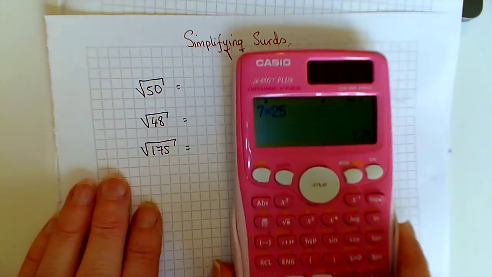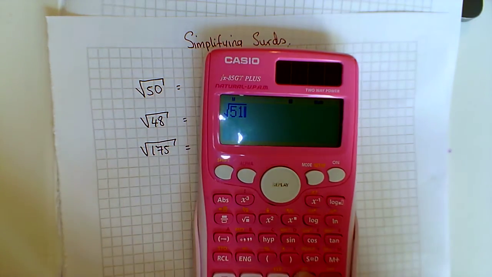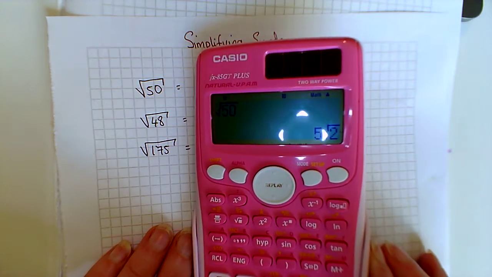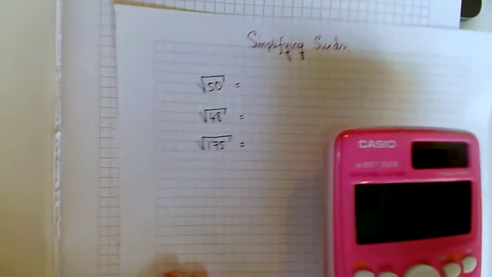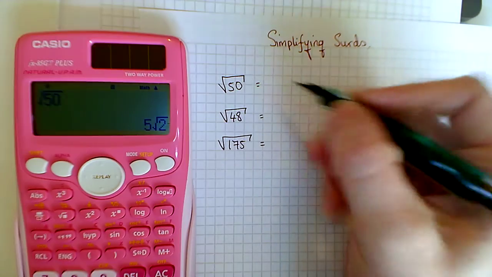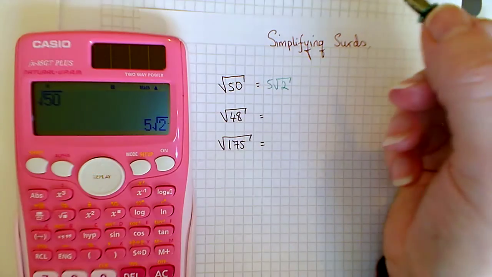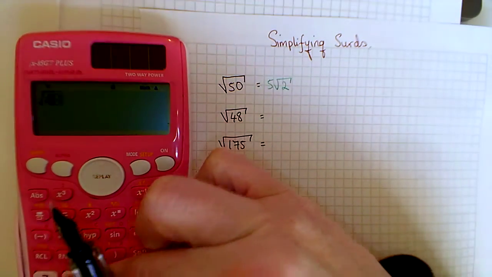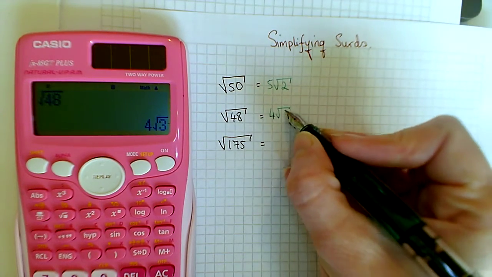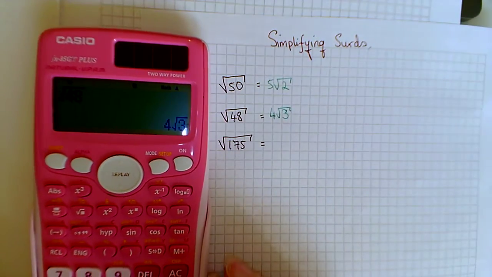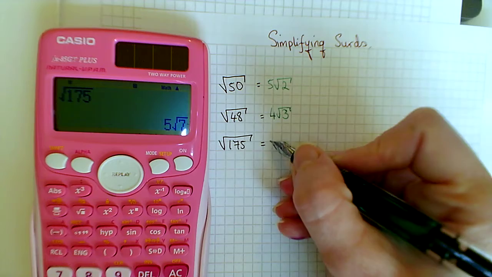And when we type those into our calculator, for example, if I do the square root of 50, it changes it to 5 root 2. Let's write that down next to it. So the square root of 50 can be written as 5 root 2. And I encourage you to try this in your own calculators as well at the same time. The square root of 48 will give me 4 root 3. The square root of 175 will give me 5 root 7.